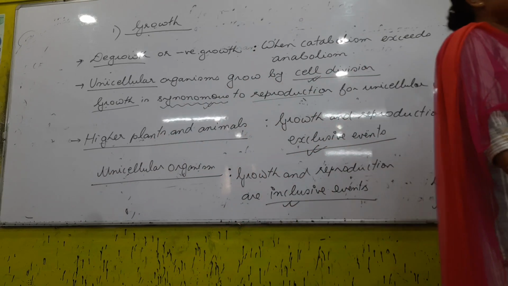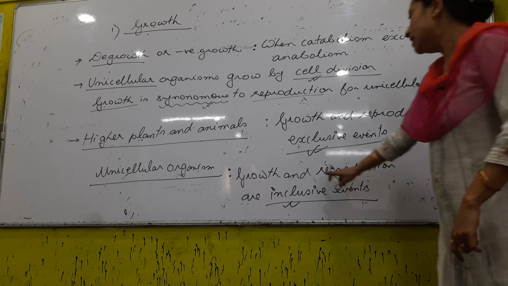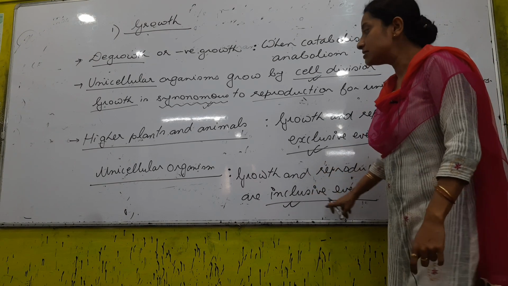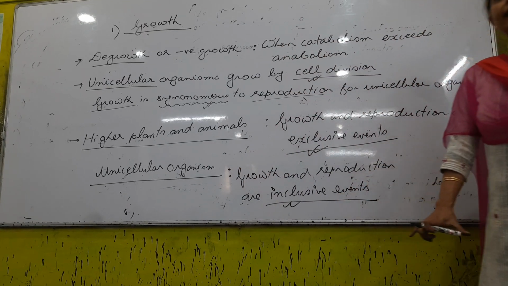Next, this word is important. There are two words that are important: exclusive or inclusive. Growth and reproduction are considered exclusive events for higher organisms, or multicellular organisms. Growth and reproduction are inclusive events for unicellular organisms. What do exclusive and inclusive mean?